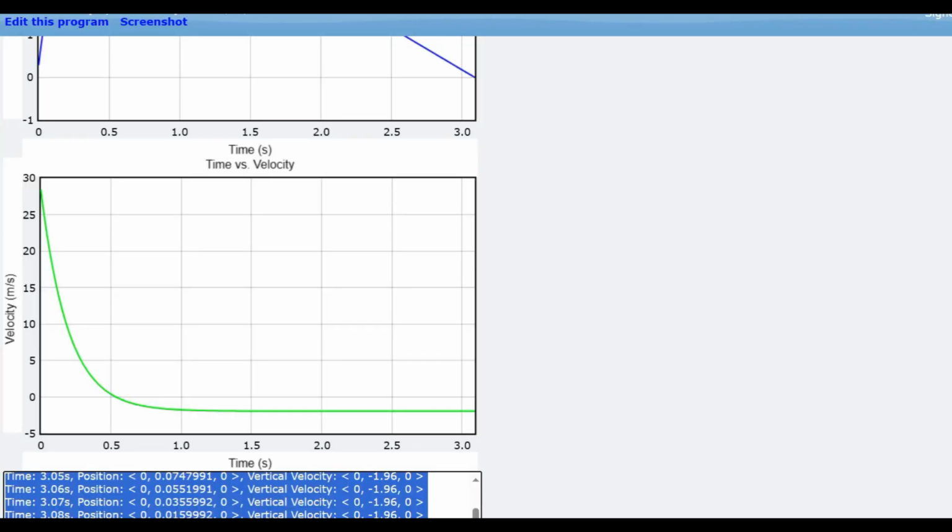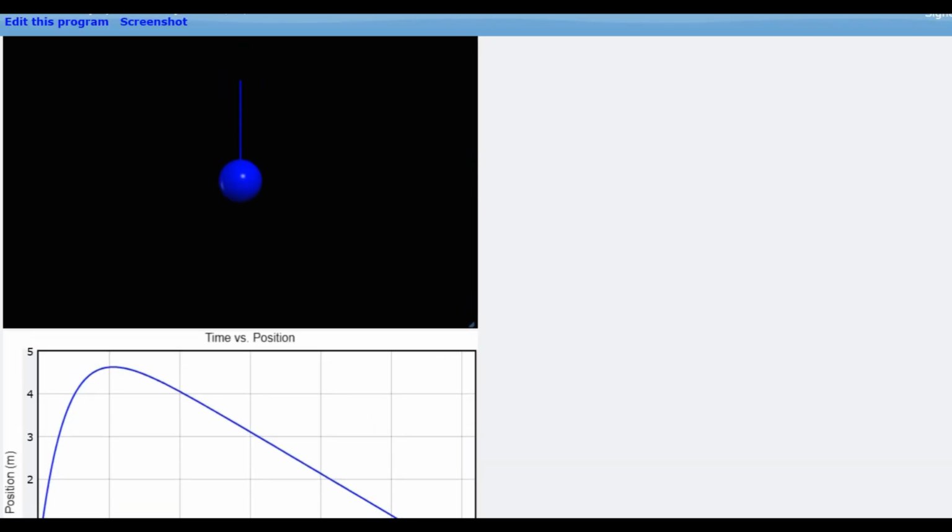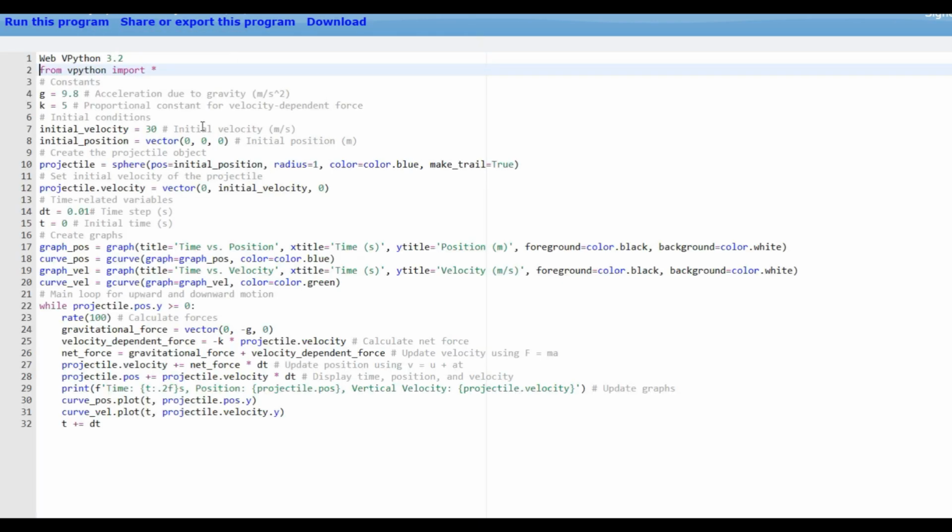This script models the motion of a projectile launched with an initial velocity of 30 meters per second. The projectile is influenced by gravitational force, g meters per second squared, and a velocity-dependent force, k times velocity. Key components. Constants: g, gravity, and k, the proportional constant. Initial conditions: initial velocity and position.